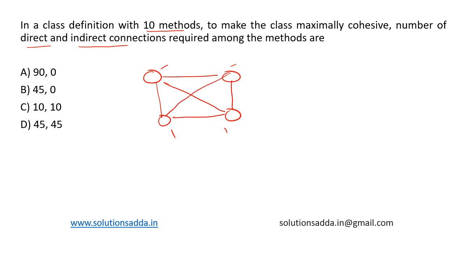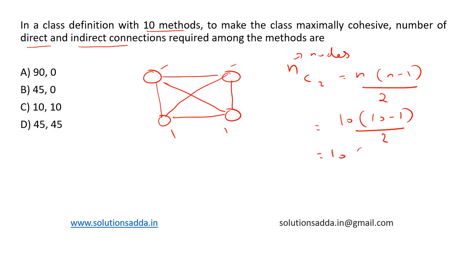So, we have this as a complete graph. If you assume 4 here. So, the number of direct connections here is NC2. If N represents the number of nodes, then among every two nodes, we have to make a connection. So, we have N into N minus 1 by 2. This is the formula for having the class to be maximally cohesive. So, N is equal to 10 here. So, we have 10 into 10 minus 1 by 2. We have 10 into 9 by 2. We have 45. So, 45 should be the number of direct connections. And to make the cohesiveness maximal, the number of indirect connections should be 0. So, the correct answer is 45, 0. And option B, 45, 0 is the correct answer.